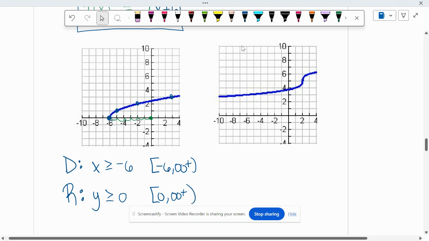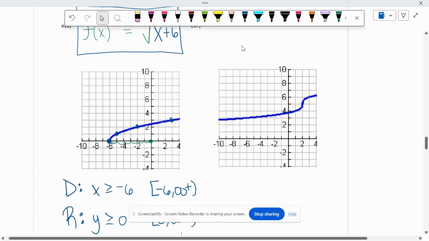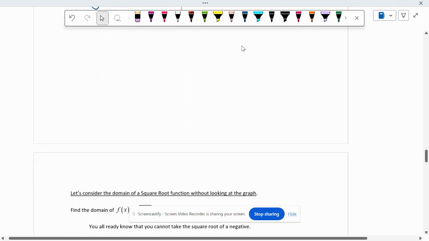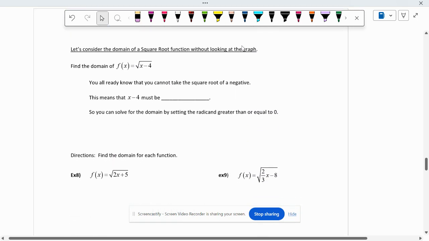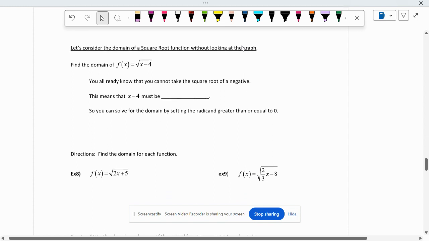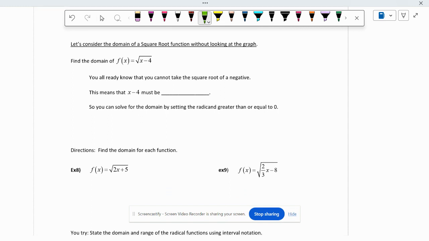Okay. All right. Again, I'm skipping number 7. We're going to talk about this idea right here. It says, let's consider the domain of a square root function without looking at a graph. So we know that we can't take the square root of a negative number. So if I start with the function f of x equals the square root of x minus 4, what does that mean? If this cannot equal a negative number, well, that just means that x minus 4 has to be what?